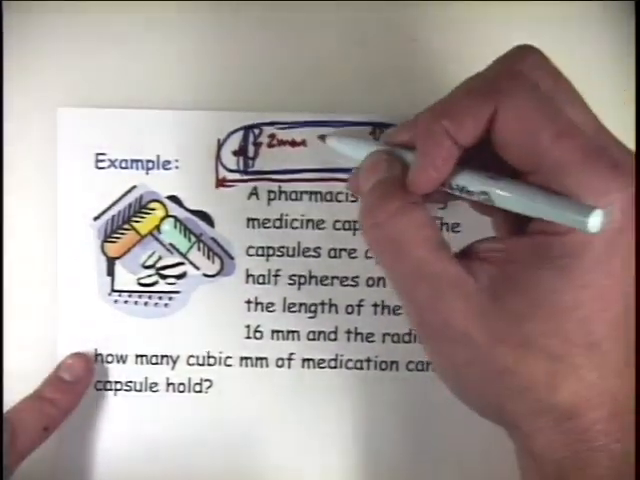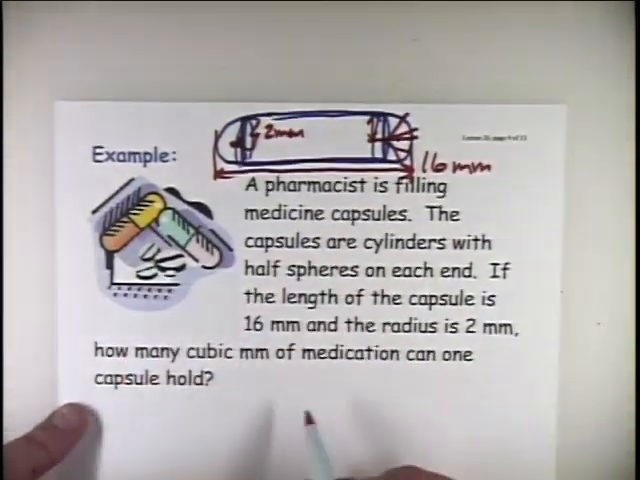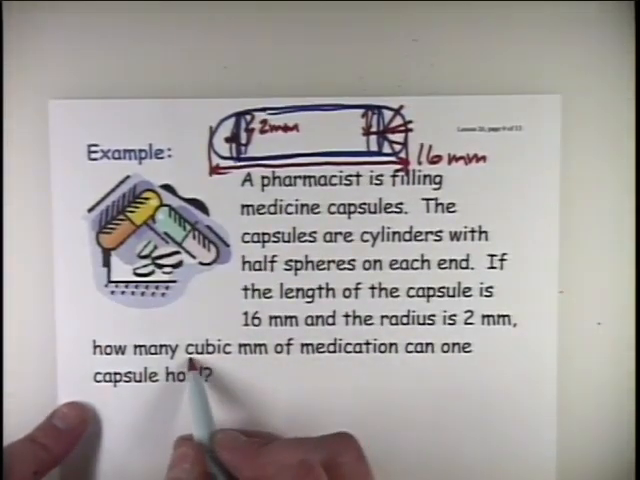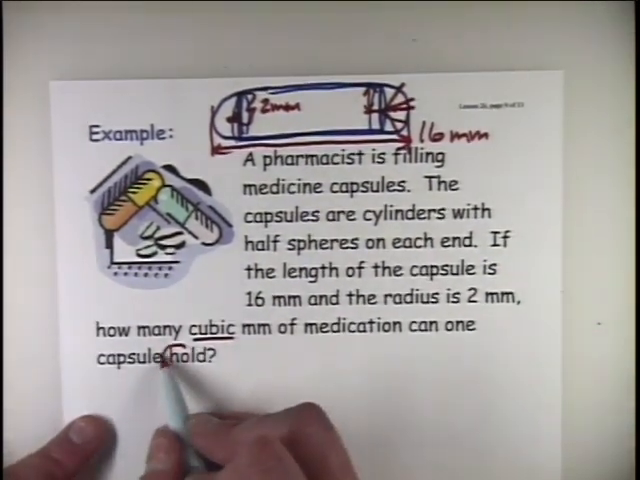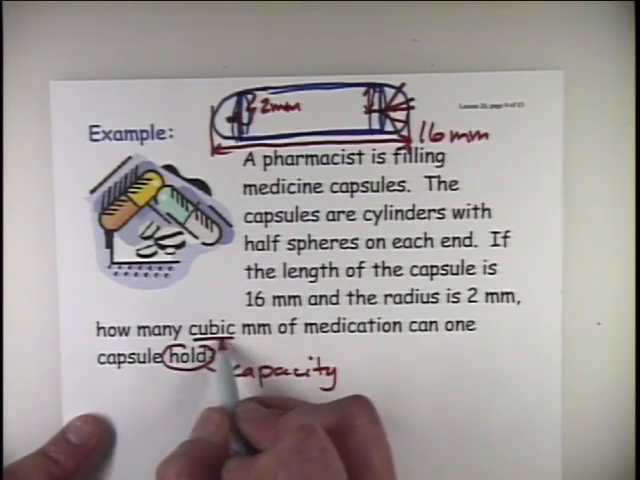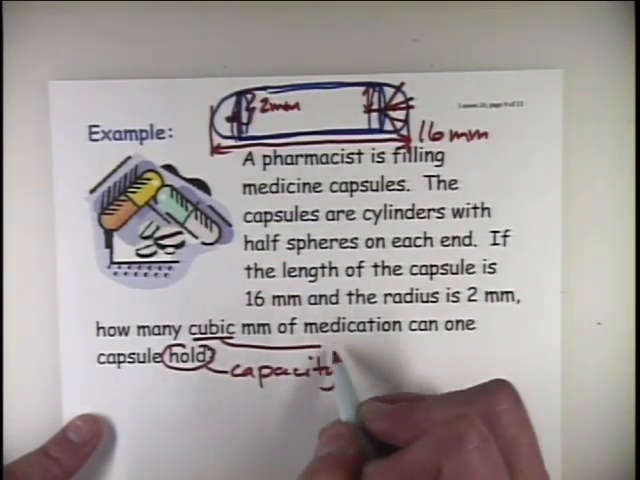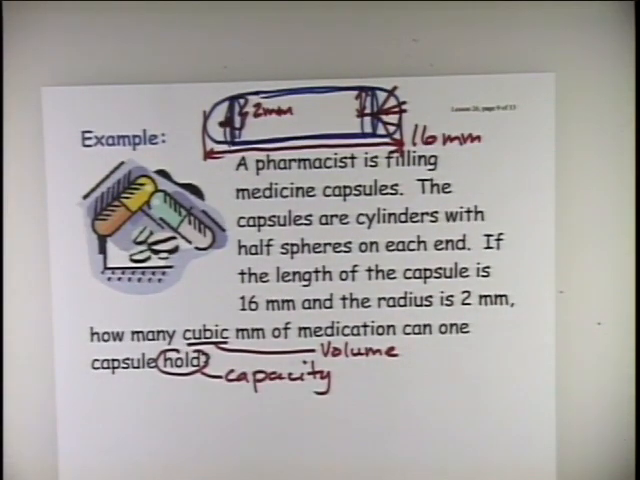So what can we do now? We need to know the volume of the capsule, because we're trying to figure out how many cubic millimeters of medication one capsule can hold. Hold implies capacity, and cubic is another cue. Cubic is volume. So you need to read carefully. Are we trying to find the surface area or the volume? There are some verbal cues in there.